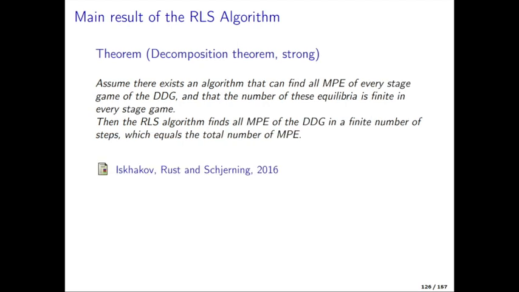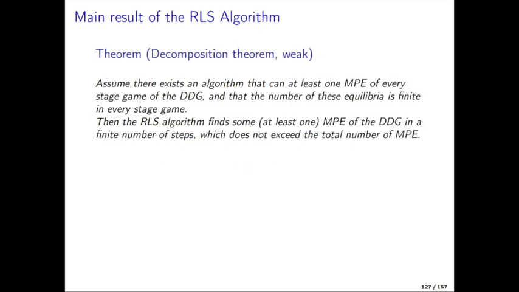Okay, so this is from our ReStud paper. Then there's a weaker version of it, basically saying that it can at least find one equilibrium in each of the stage games.